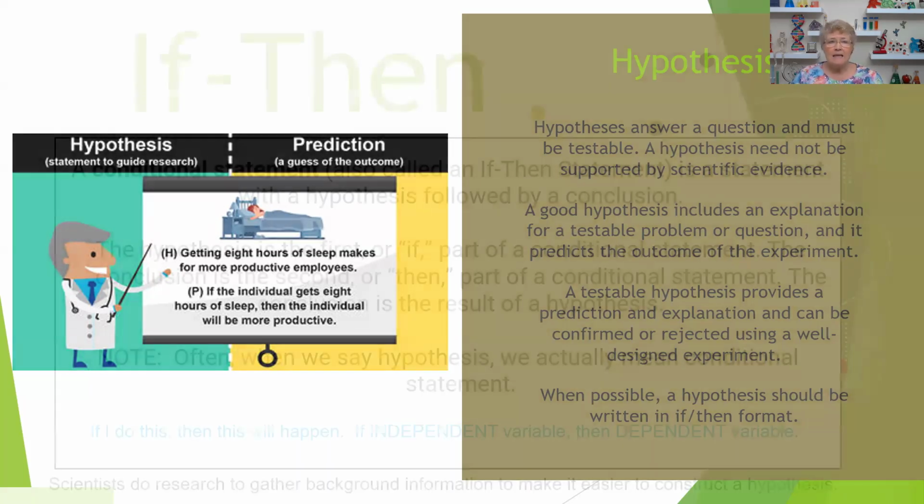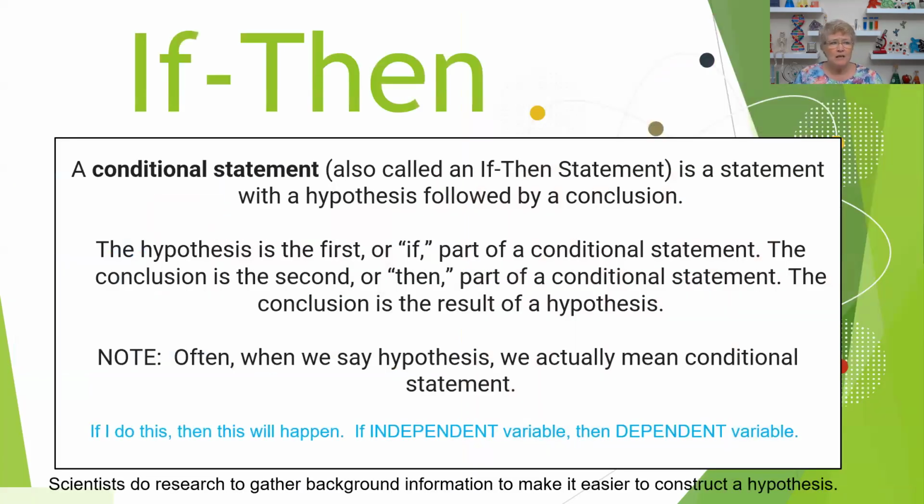So sometimes this if-then hypothesis is called a conditional statement. Often when we say the word hypothesis, what we actually mean is a conditional statement. So in this conditional statement, the hypothesis, the if part, tells us what we're going to do. The conclusion or the prediction is the second, the then part. The conclusion is the result. Now, look at these two words here. These are important. Independent and dependent. If I do this, then this will happen. The if is the independent variable. The then is the dependent variable.